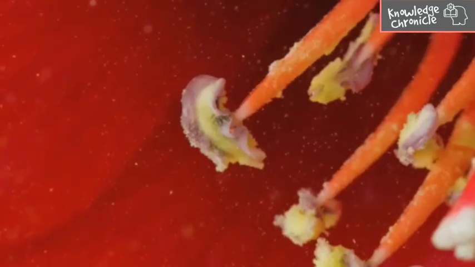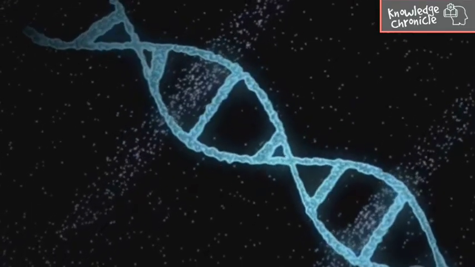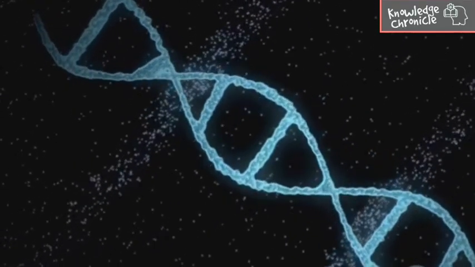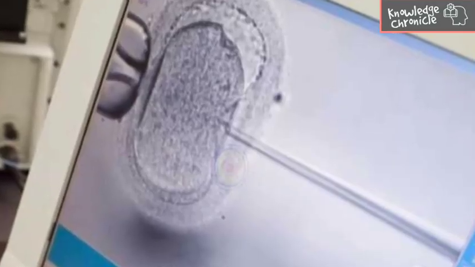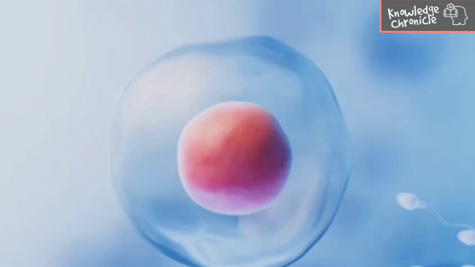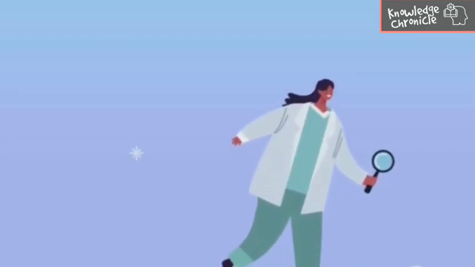In flowering plants, pollen from the male part, anther, combines with the ovule in the female part, ovary. In animals, male sperm and female eggs fuse during fertilization. Sexual reproduction creates genetic variation, which is key to evolution and adaptation. Pre-fertilization events. Before fertilization can occur, there are some preparatory events. Let's explore these step by step.